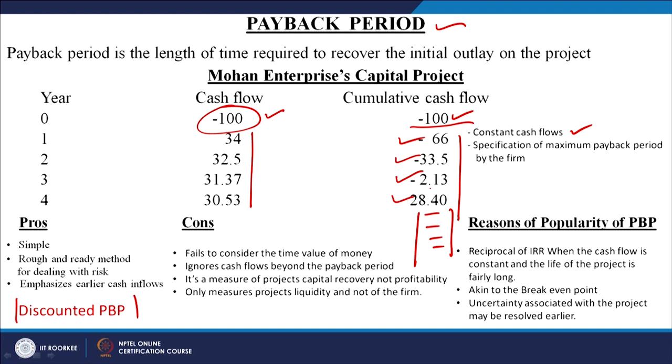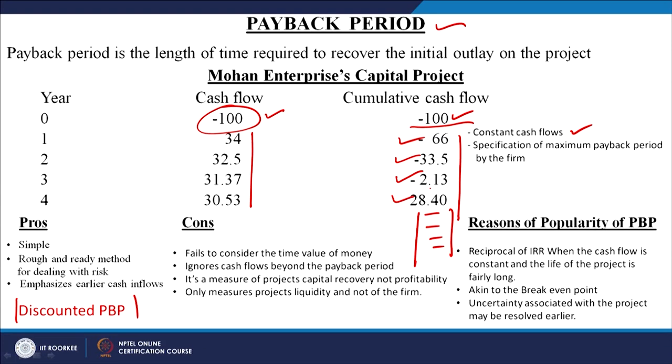It is the reciprocal of the internal rate of return. In the internal rate of return also, what do we calculate? We calculate in how many years the net present value of the project is going to be zero. That is the only rate we find out, where the present value of the cash outflows is equal to the present values of the cash inflows. And the same thing we are going to do in the payback period method. So, it is a reciprocal of the internal rate of return.